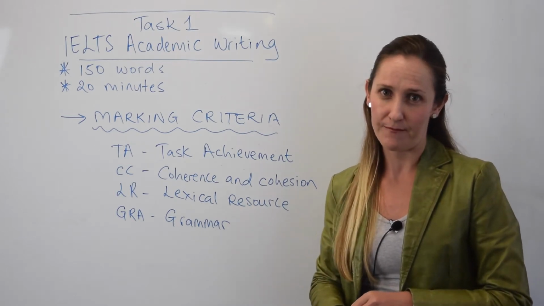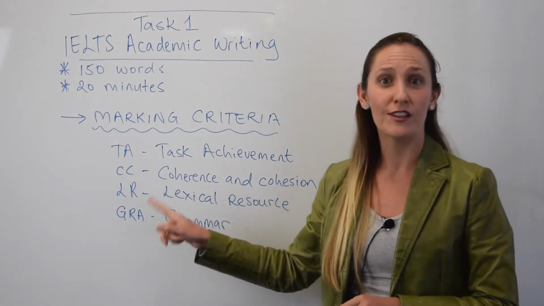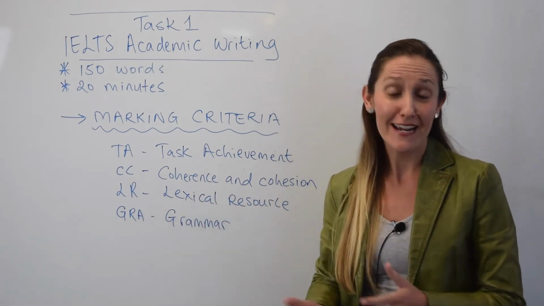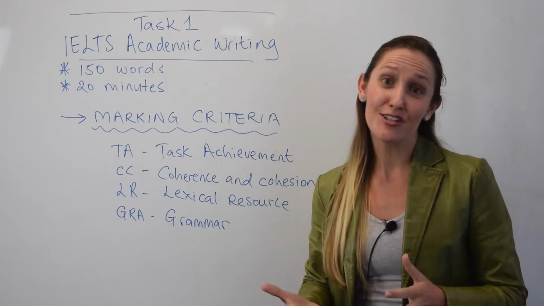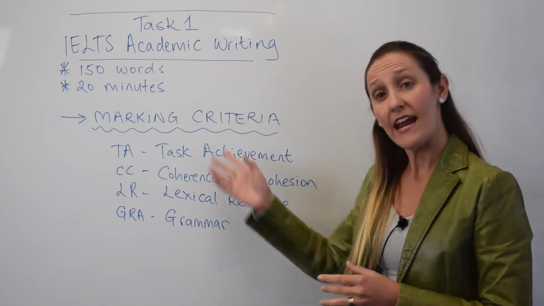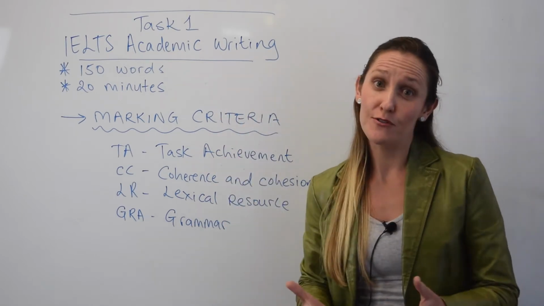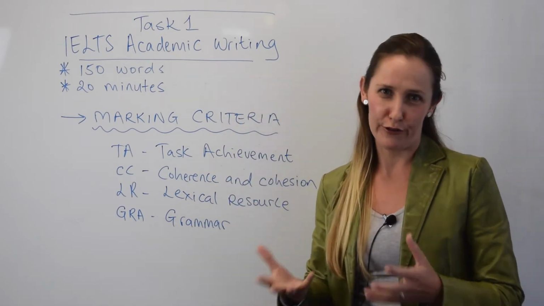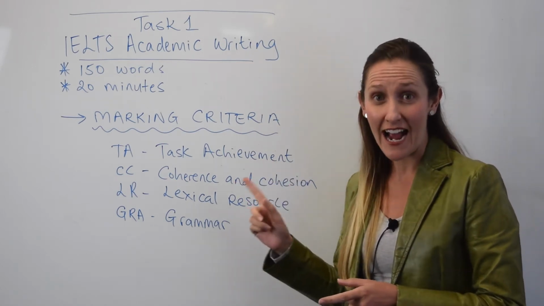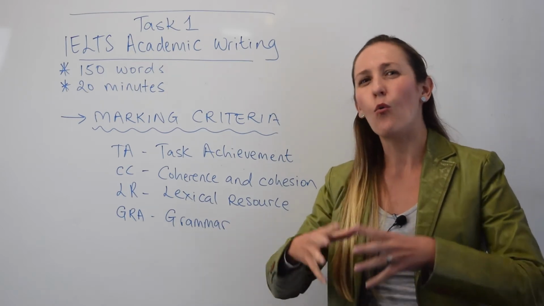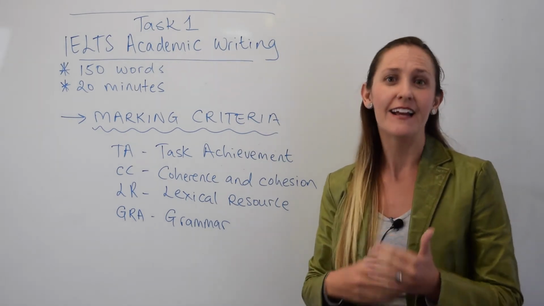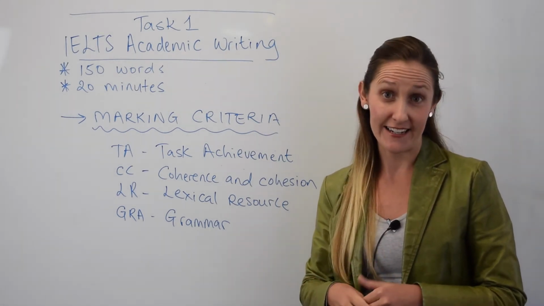The third criteria is what they call lexical resource, or LR. This actually is a very simple criteria and it's just talking about your vocabulary. So obviously in academic IELTS you need to use academic formal vocabulary. The other very important thing for writing task 1 in the academic test is that you use a wide variety of vocabulary. So you want to avoid repeating the same words again and again.